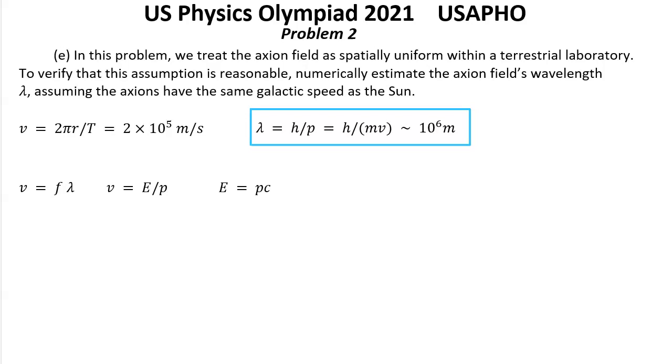Some students also tried the Compton wavelength, lambda equals h over mc, but this is a different quantity, namely the wavelength of a photon if it had the same energy as an oxyon at rest. So this lambda is the correct solution for question E.